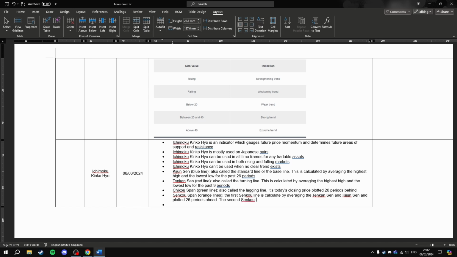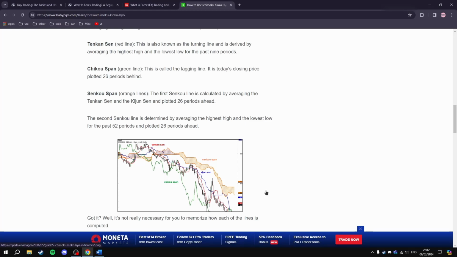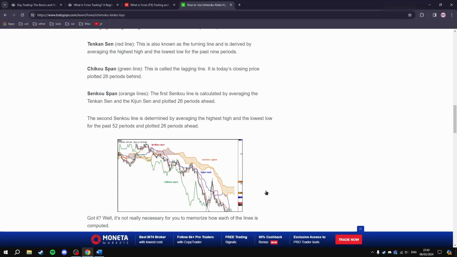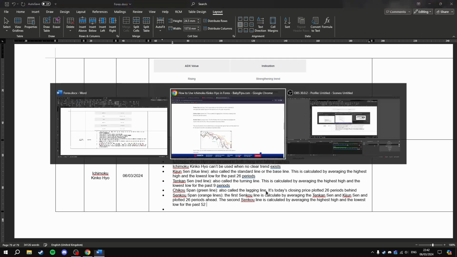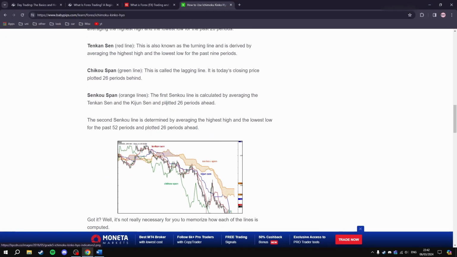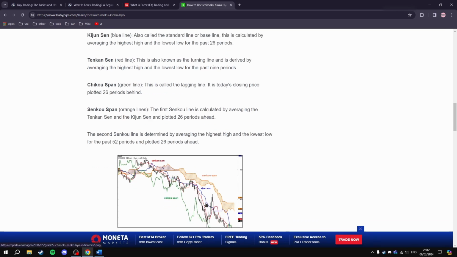Senkou line is calculated by averaging the highest high and the lowest low for the past 52 periods, so double of 26, and plotted 26 periods ahead. Okay, so in this chart, Tenkan line is the red line, so it's this one here. Chikou span, that's the green line. Senkou, that's the oranges, these two here, and Kijun Sen, that's the blue one, so here.